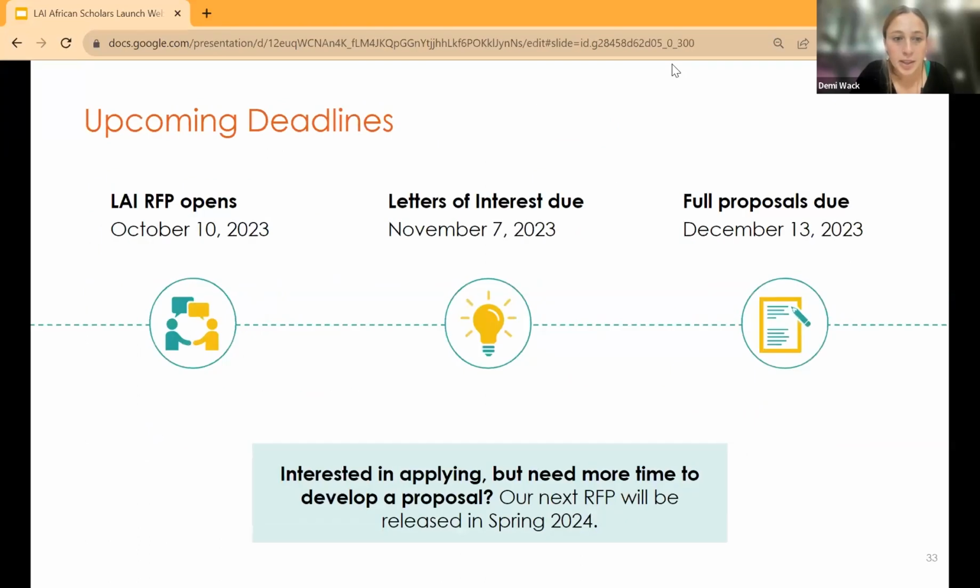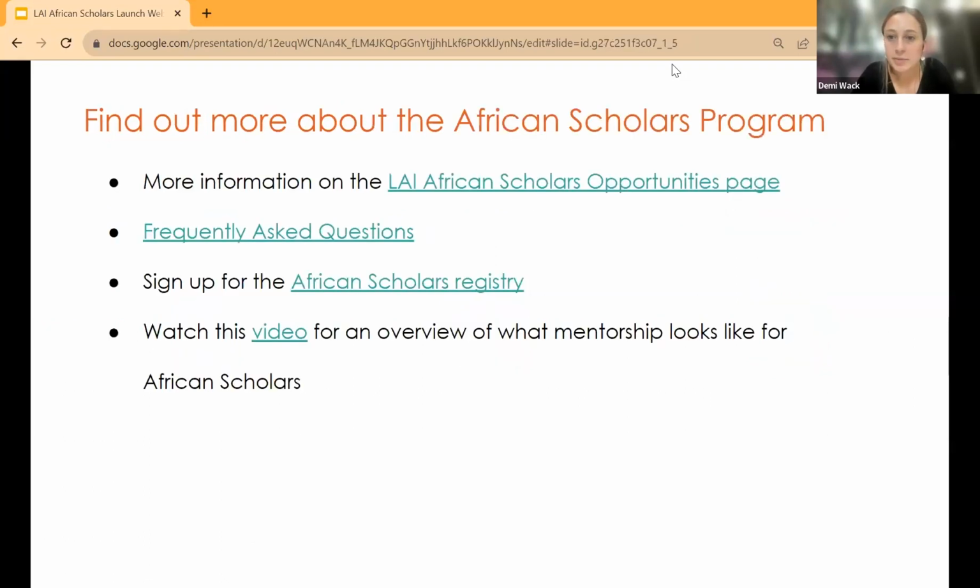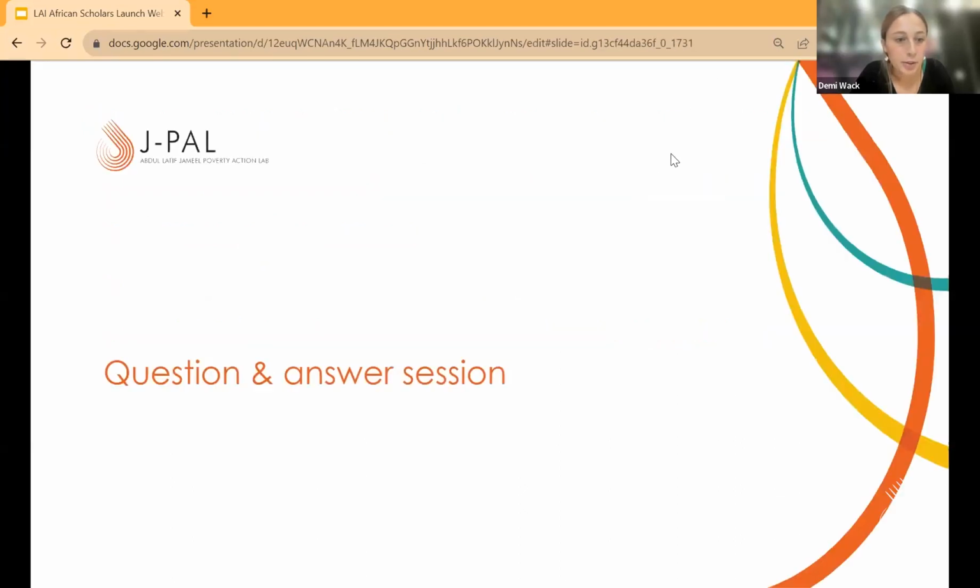Next slide, please. This is another visual of some of the key dates that I just discussed, including the RFP opening, the LOI, and the full proposal due date. I also want to mention that we'll be running proposals twice a year. So if you're not able to apply this round, we'll have another round that will open in the spring of next year. Next slide, please. Finally, there are some additional resources about the African Scholars Program where you can learn more about eligibility. I think that's it from me, so we can go ahead and open it up for questions.